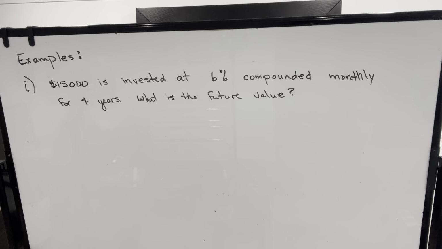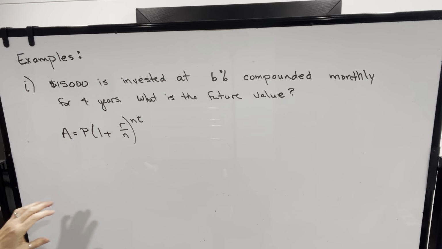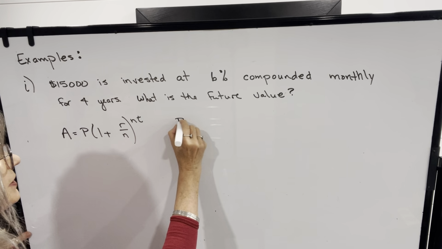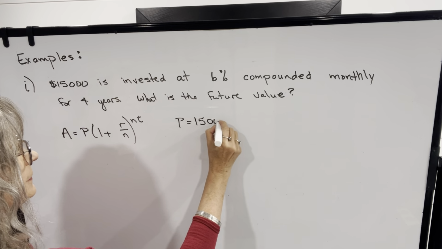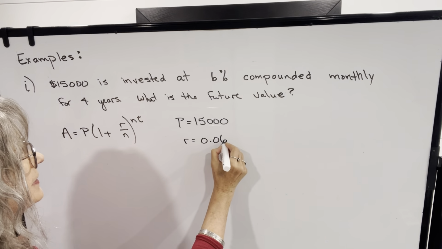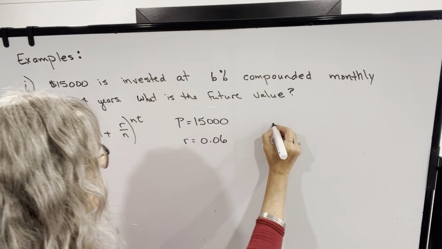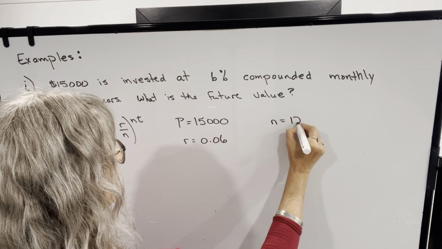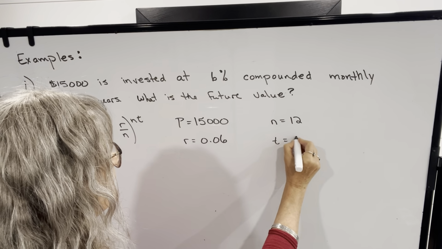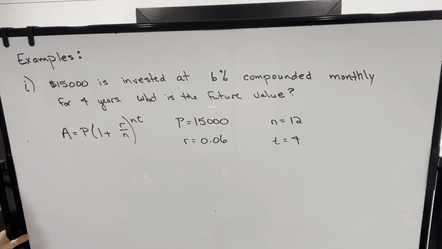Our first example says $15,000 is invested at 6% compounded monthly for 4 years. What is the future value? So we're finding this, we need to know all of these values. So principal is $15,000. Annual interest rate is 0.06. It's compounded monthly, so n is 12. And number of years, t, is 4. So let's plug these values in.